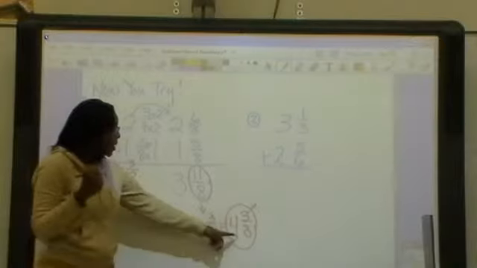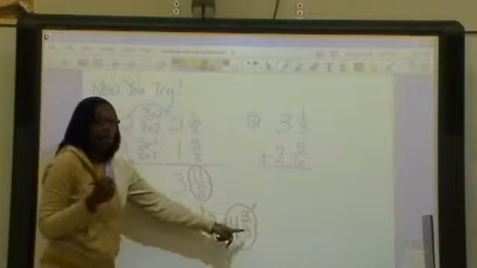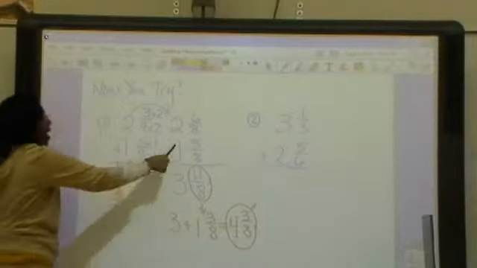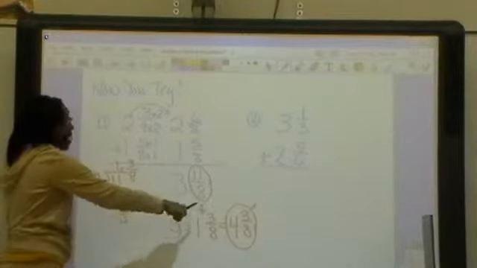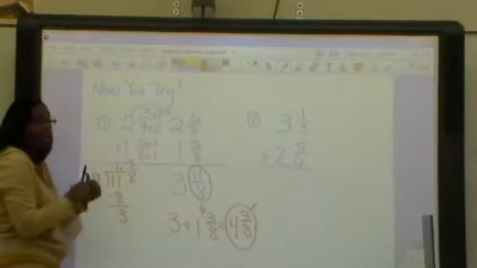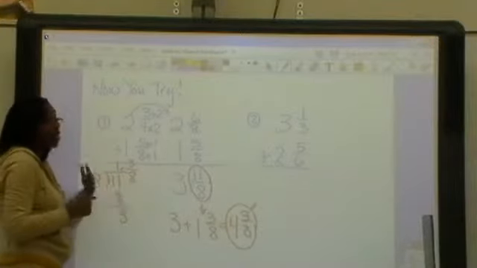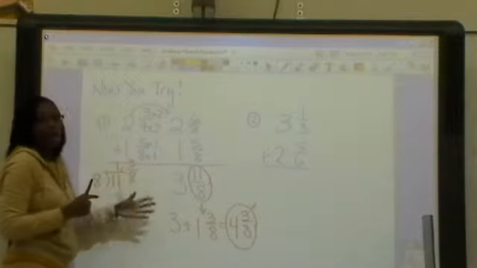So check your paper and see if you got 4 3/8. If you did, great job, you got it correct. If you didn't, go back and see where you may have made a mistake. If you can't figure it out, go back, rewind the tape so that you can see me go through another example so that you can maybe try it again and get it correct.